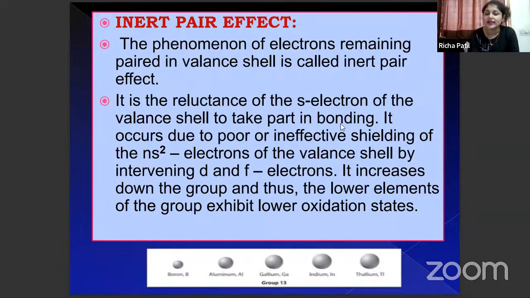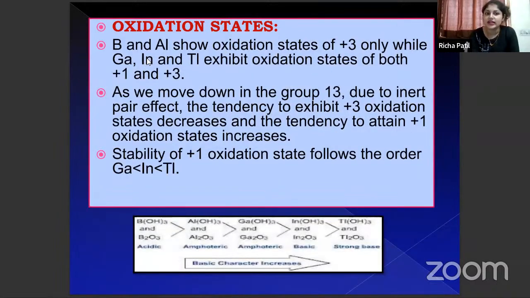So it is occurring due to the poor or ineffective shielding of the ns2 electrons. Okay, so this is the inert pair effect. Now oxidation state: boron and aluminium show +3, while gallium, indium and thallium exhibit both +1 and +3.